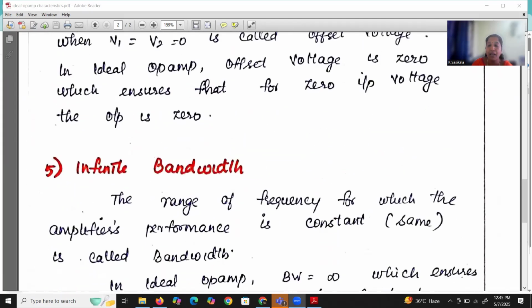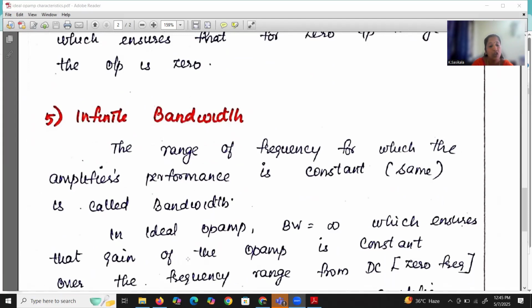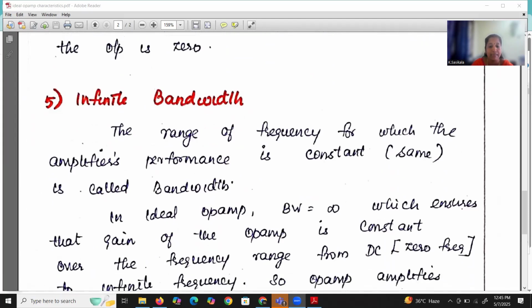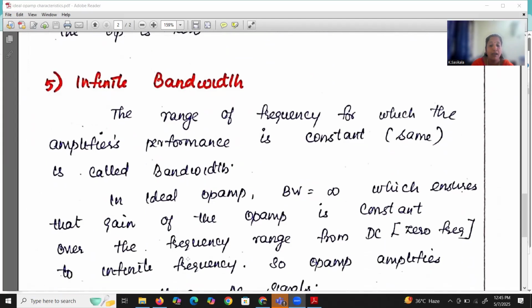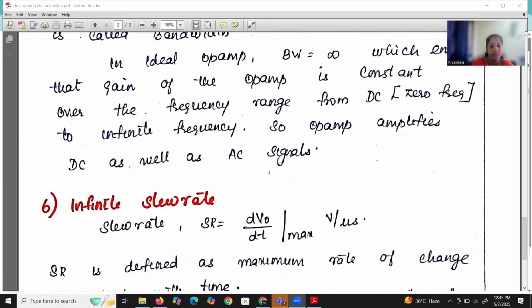The next is infinite bandwidth. So what do you mean by bandwidth? Bandwidth is the range of frequencies for which the amplifier's performance is constant. In the ideal op-amp, the bandwidth is infinite, meaning that the gain of the op-amp is constant for all frequencies, from 0 frequency till infinite frequency, that is for DC as well as AC. So we conclude that since the ideal op-amp has infinite bandwidth, it amplifies the DC signals as well as the AC signals.